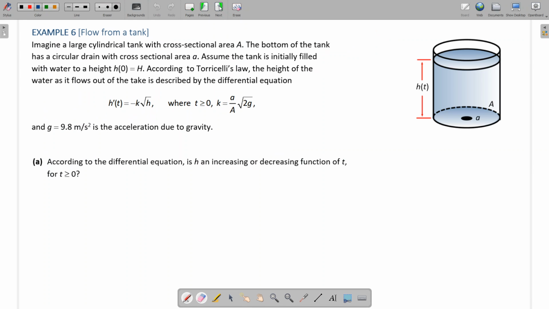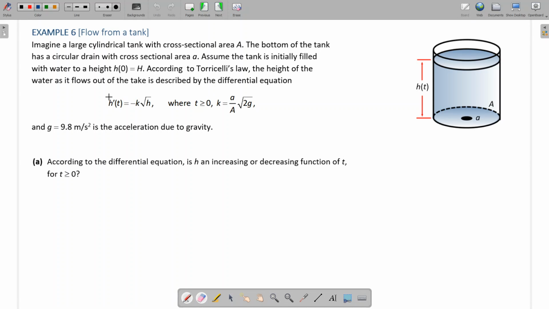Okay, one last example. So the problem says, imagine a large cylindrical tank with a cross-sectional area of capital A. The bottom of the tank has a circular drain with cross-sectional area lowercase a. Assume the tank is initially filled with water to a height of capital H, and then according to Torricelli's law, pretty sure that's how you pronounce that, the height of the water as it flows out of the tank is described by the differential equation that's given here.